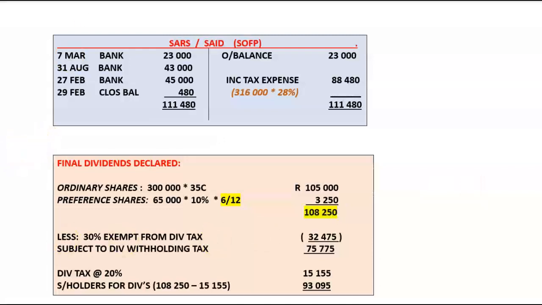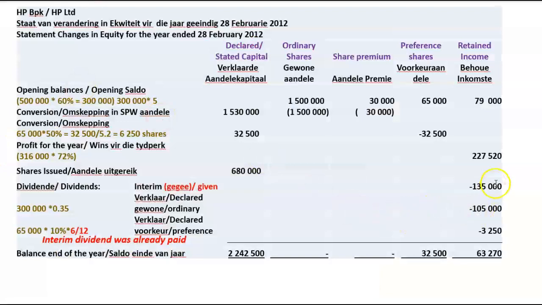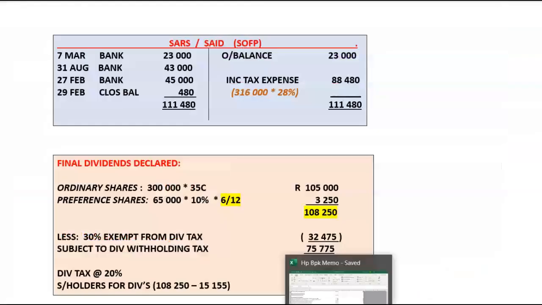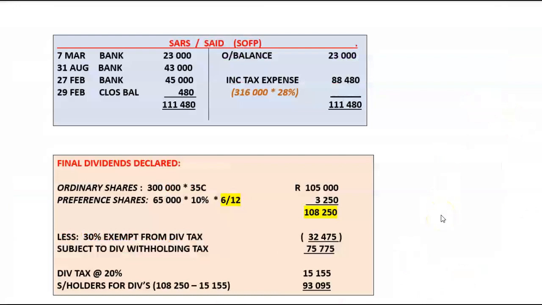108,250. So in my statement of changes in equity, the amount of dividend that I'm going to record, you could have added it together, you can show it separately as well, is the total of 108,250. Now the liability of the dividend that was declared needs to be determined by us. Remember, the interim dividend has already been paid, there's no liability for that as yet.